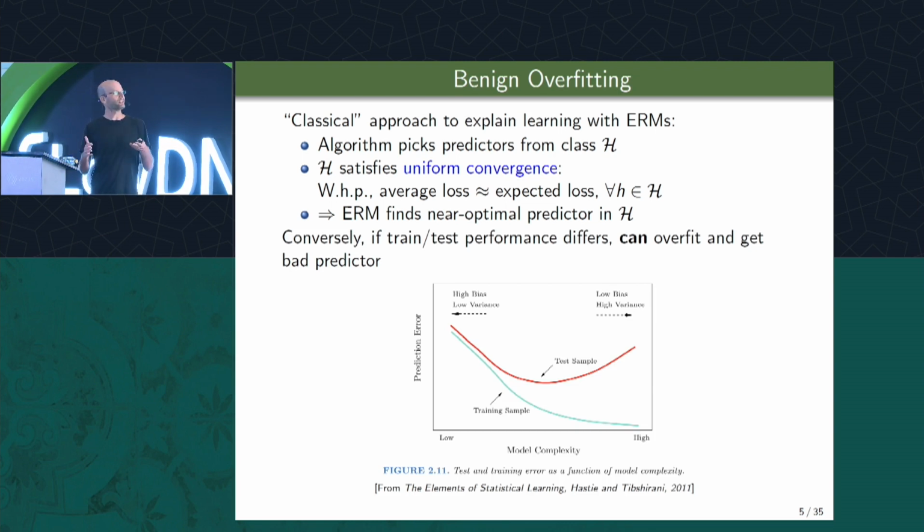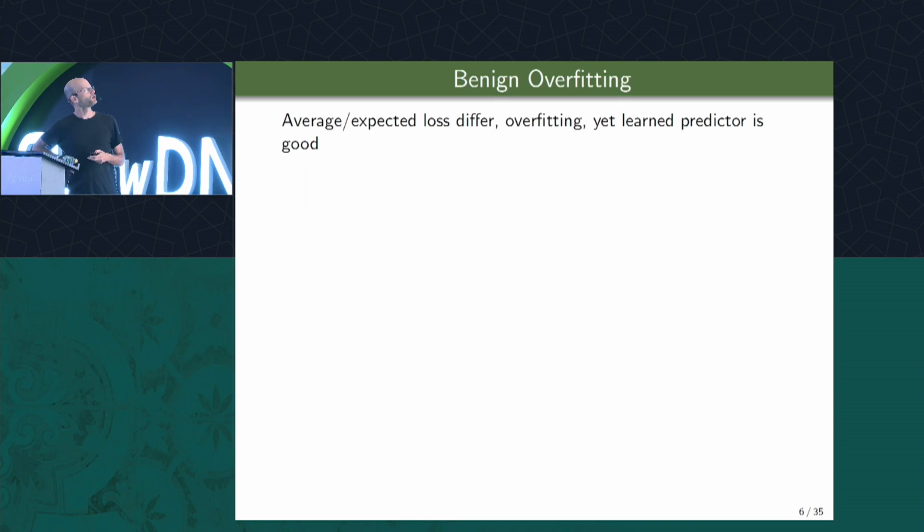On the other hand, if you do have a gap between train and test performance, then, of course, you could get overfitting, and this appears in classical textbooks, such as these ones, or the ones that Misha showed in his talk. When you have overfitting, at least in the worst case, you can have a bad predictor, if train error and test error don't align. Benign overfitting refers to this situation where you do overfit. There is a discrepancy between train and test performance. You get overfitting, yet somehow the learned predictor is still good. It still achieves good or even close to optimal performance.